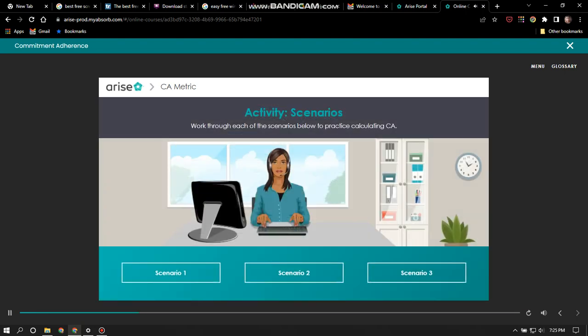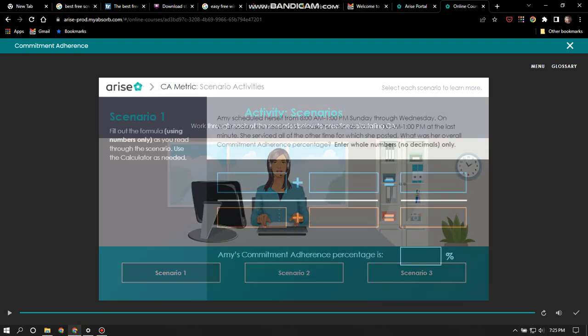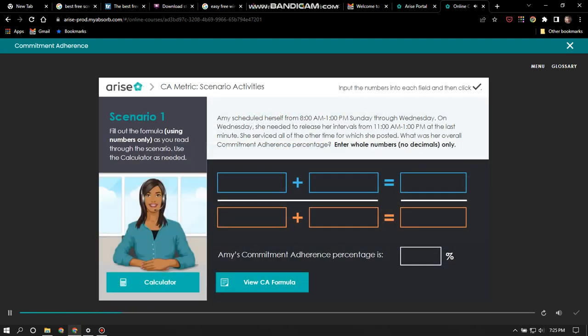Now let's have you try it. Select each scenario below to work through and find out what the commitment percentage would be. Fill out the formula as you read through the scenario. Then use the calculator to find the commitment adherence percentage. Click the Submit button once you have inputted your answers.